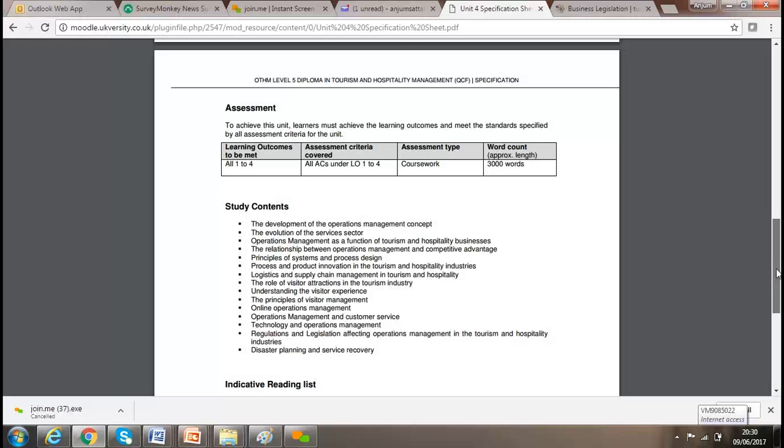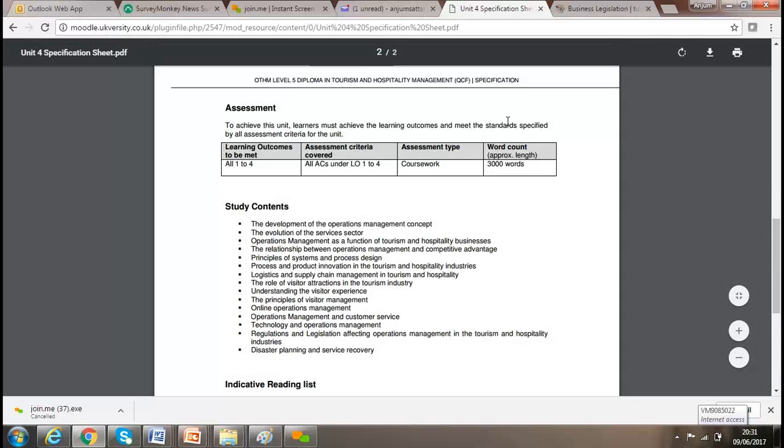We discussed understanding visitor experience in our previous lesson, and today we are looking at regulation and legislation affecting the operation industry. We are going to discuss disaster planning and service recovery as contingency planning, and operation and customer service. So all our discussion will focus on these areas.